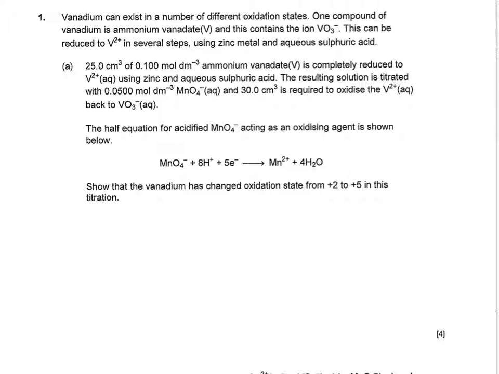it says that vanadium can exist in a number of different oxidation states. One compound of the vanadium is ammonium vanadate 5, and this contains the ion VO3-. It says it can be reduced to V2+ in several steps using zinc metal and an aqueous sulfuric acid. So you can obviously see it's given you data, and what this means is that although the original starting ammonium vanadate 5 has a volume of 25.0 cm³ and a concentration of 0.1 mol dm⁻³, the fact it says it's completely reduced to V2+ means you can assume that also you have the same values for V2+.